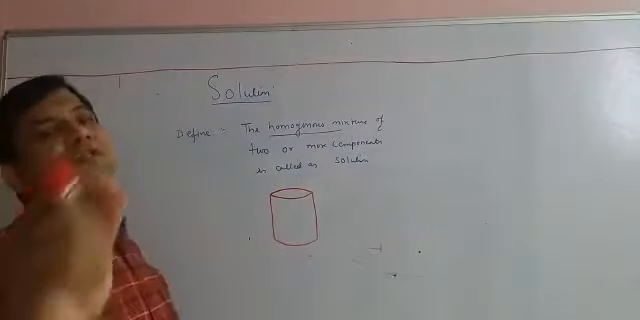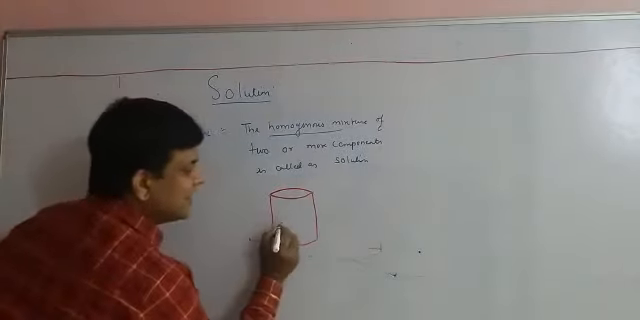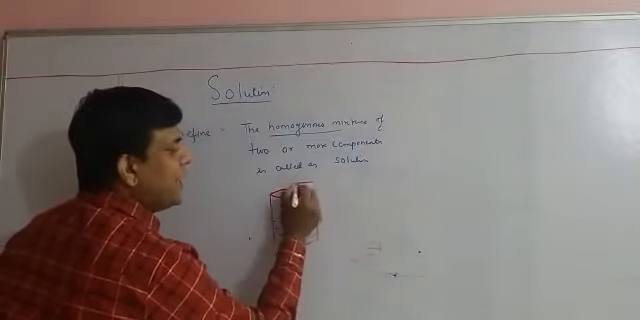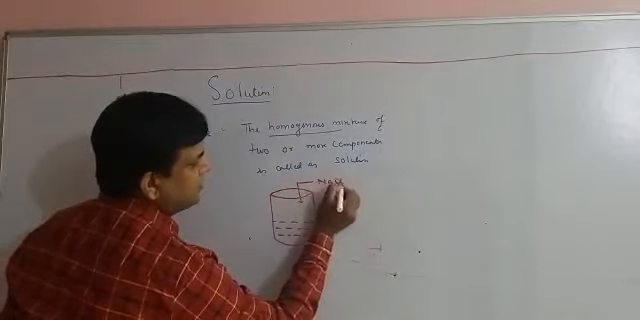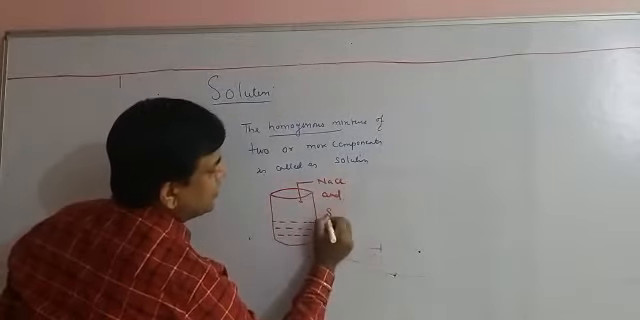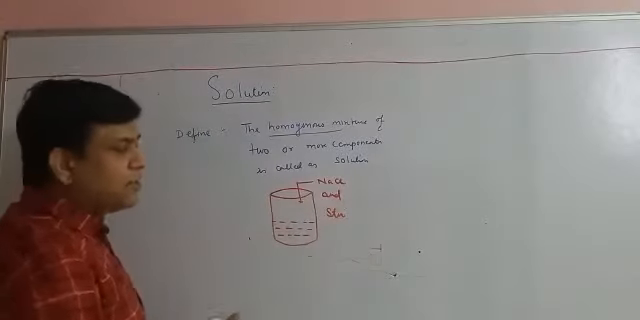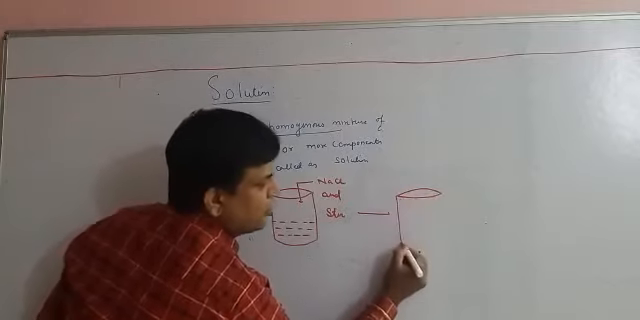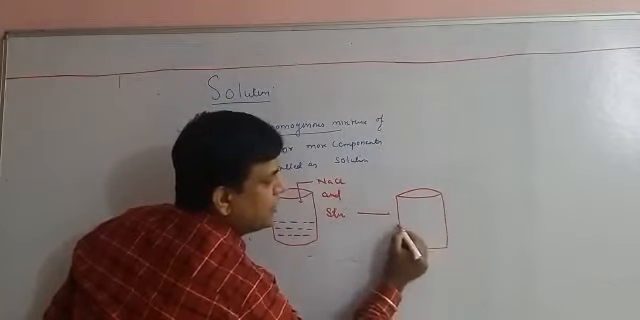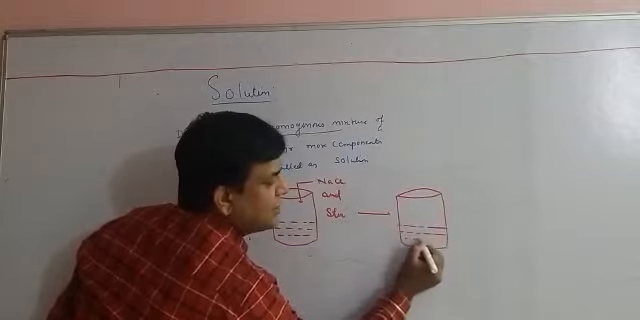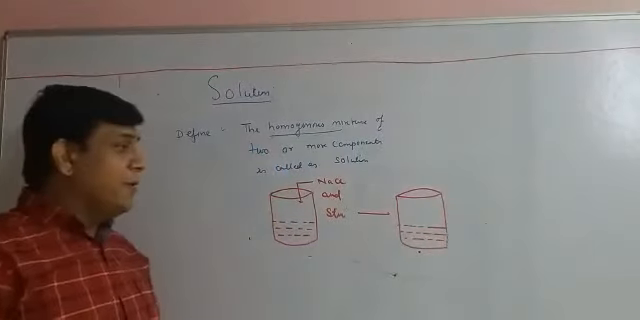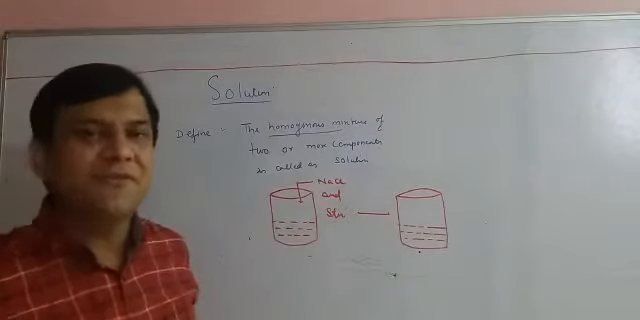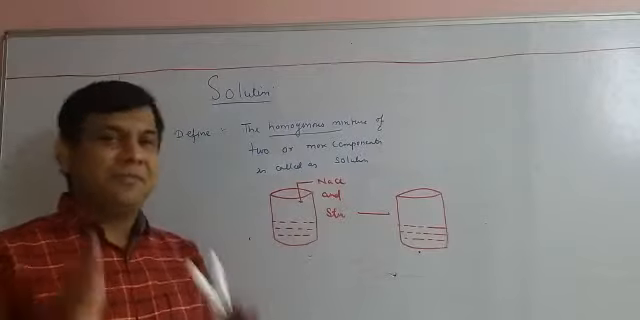identify the components individually. For example, consider a glass full of water. In it, add sodium chloride and stir the solution. After some time, you will see that in the saline solution, it is not possible to identify the water and the NaCl particles. It means that in a homogeneous mixture, both components are mixed together in such a way that we are not able to identify them individually.